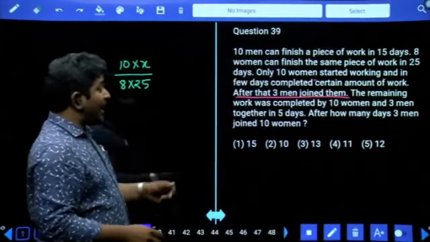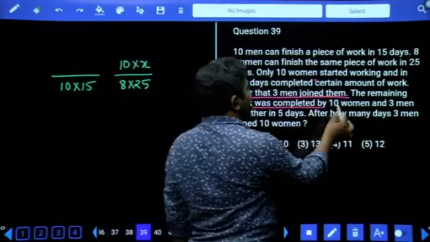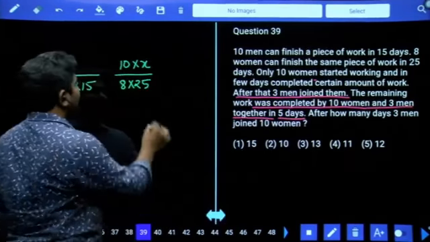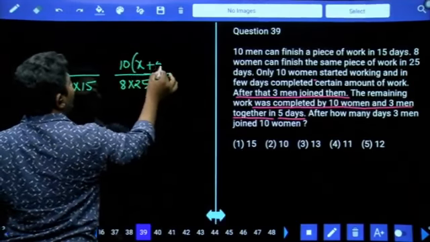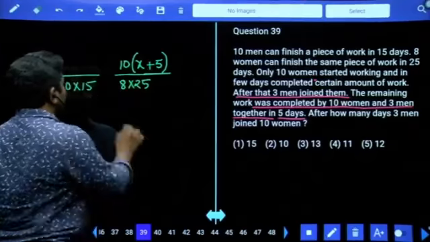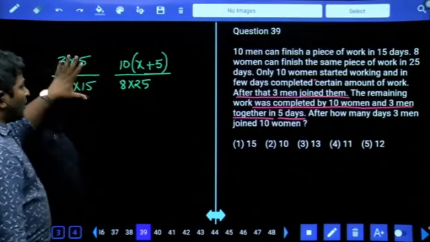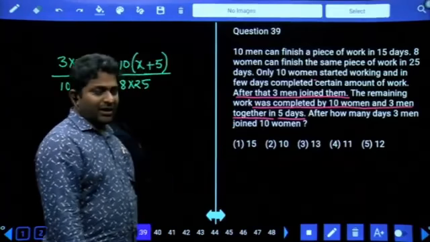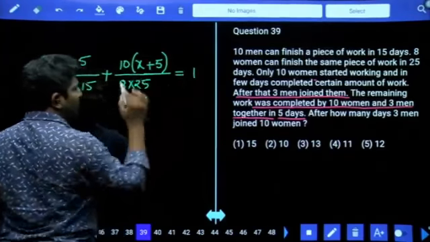3 men joined in the sense, along with the 10 women, 3 men are working. The remaining work was completed by 10 women and 3 men together in 5 days. So these 10 women are working for x days alone, and after that along with the men they are working for 5 more days. That means 10 into x plus 5. So 3 men's work is equal to this much. 3 men worked for 5 days. Work done by men, work done by women. So total work is equal to work done by men plus work done by women, that is equal to 1.